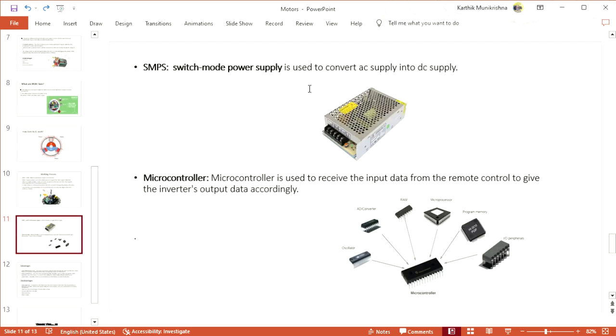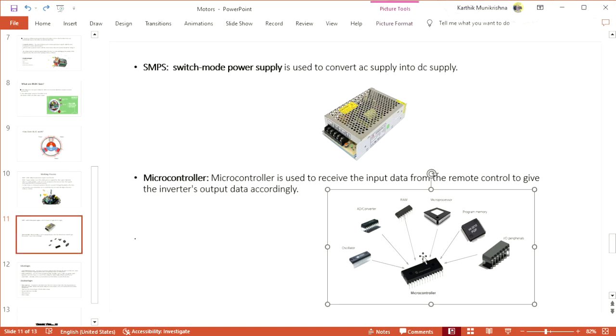So why do we call it advanced technology? In the sense of SMPS, as we know, the switched mode power supply is used to convert AC supply into DC supply. This I already told you, guys, this is the SMPS, switch mode power supply. And a microcontroller is a device which can receive the input data from the system. The microcontroller has a few features like oscillator, converter, RAM, microprocessor, program memory, and peripherals.